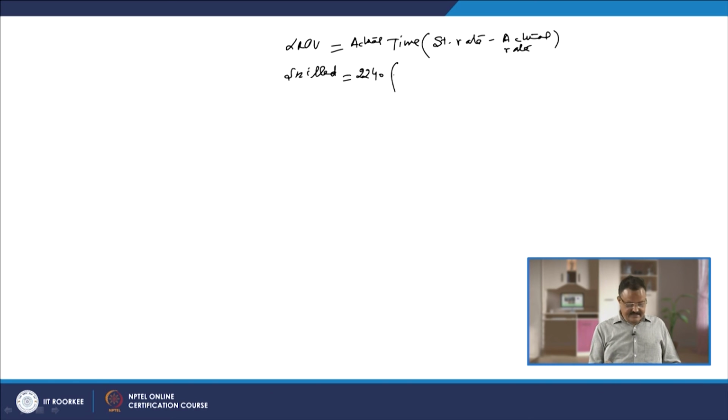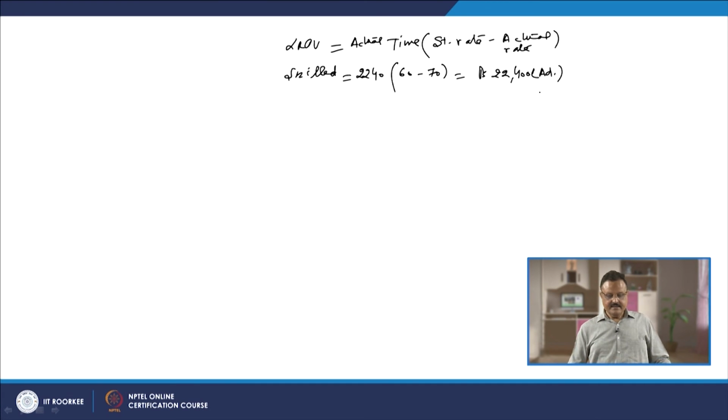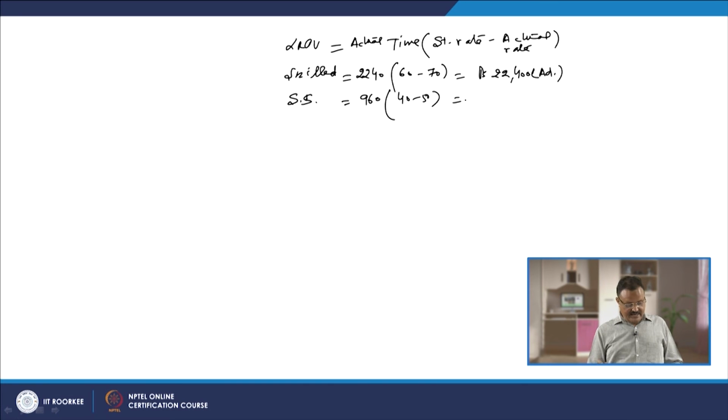And what is the standard rate? The standard rate is 60 and the actual rate paid is 70. So what is this variance? If you solve this, it works out as 22,400, and this variance is adverse. Similarly, you will calculate it for the semi-skilled. What is the time coming out to be? 960 into 40 minus 50. This will come out as 9,600, and again it is adverse.